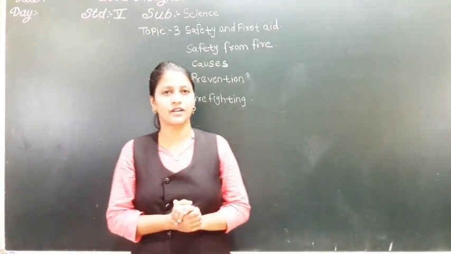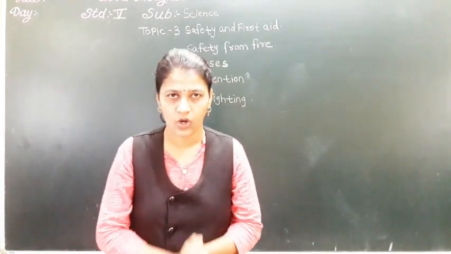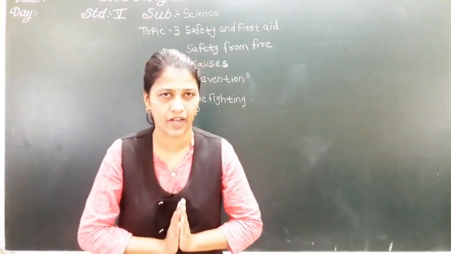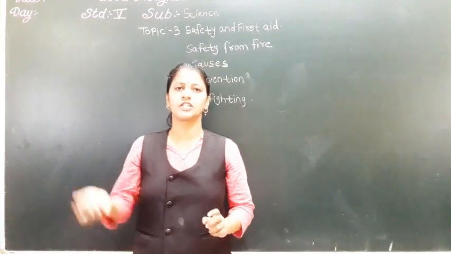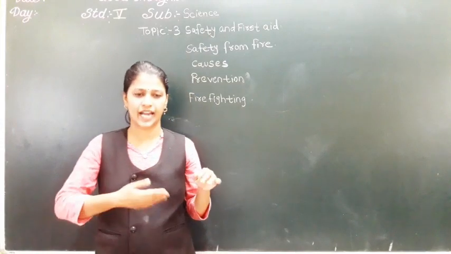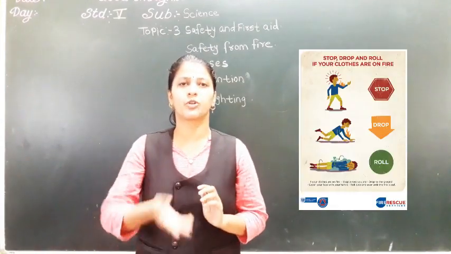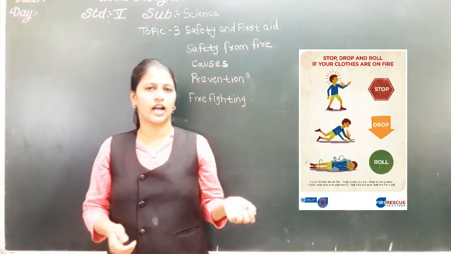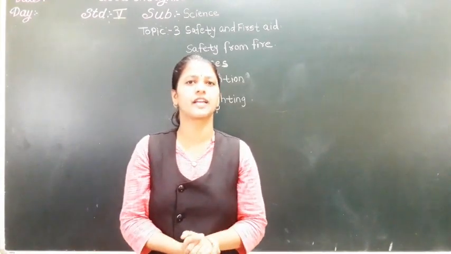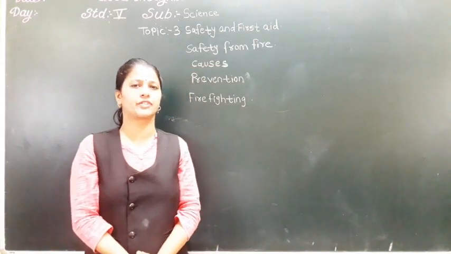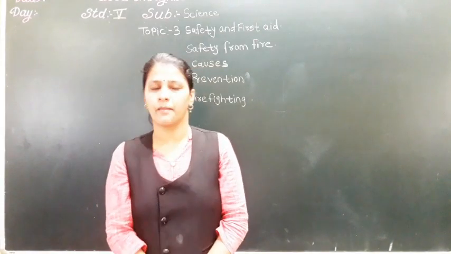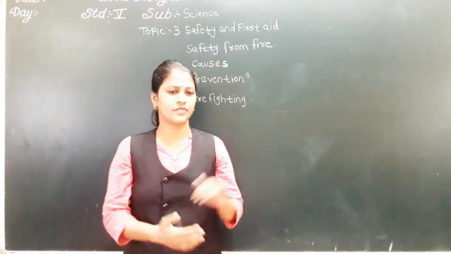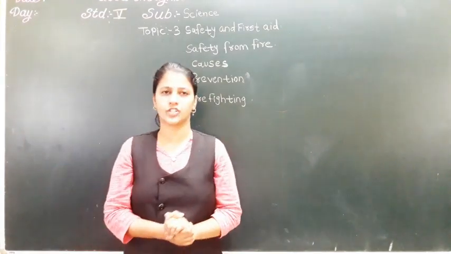Now see, when a person catches fire, what do you have to do? If you see any person has caught fire, then let that person fall and let him roll on the ground, or cover that person with a blanket. Are you getting this? Then the next is when fire is caused by an electric short circuit.